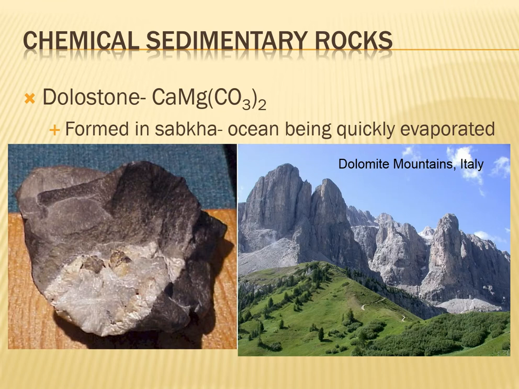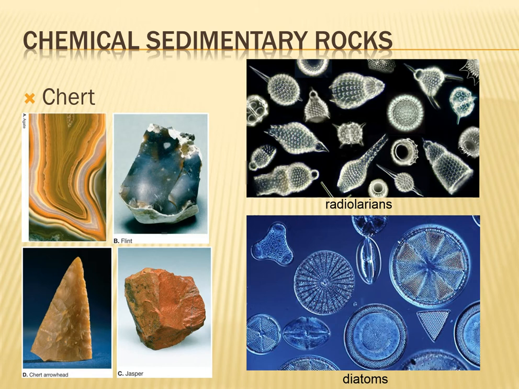All right, here's an example of some outcrops, what these look like. These are the Dolomite Mountains in Italy. This is actually where the name comes from, since they're made mostly out of dolostone. Beautiful, right? Now, another type of rock, this is actually pretty common too, is chert.